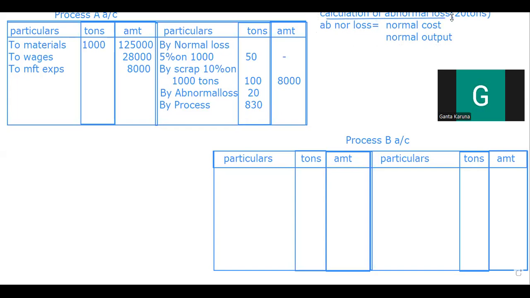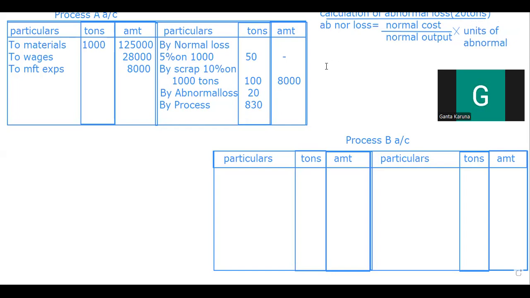So here, the calculation of abnormal loss of 20 tons, I'm going to take here. So the division is equal to this one, normal cost into normal price. So here, I'm going to draw it. What is that? Into abnormal units, units of abnormal. So this I have to substitute.